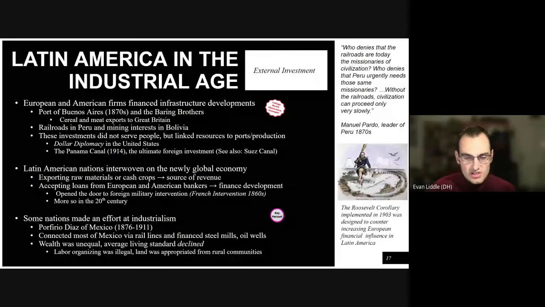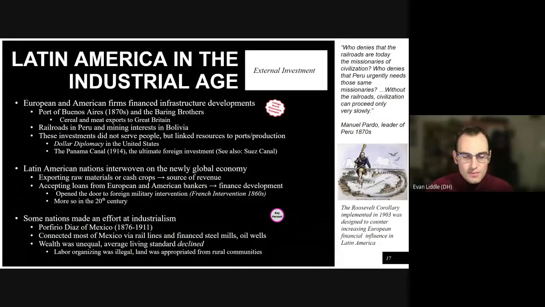Labor organizations, like those seen in the United States, were illegal, and land to build railroads and steel mills was often appropriated from rural or Indian communities. And so this made Porfirio Diaz very unpopular and would lead to the Mexican Revolution later in the course.